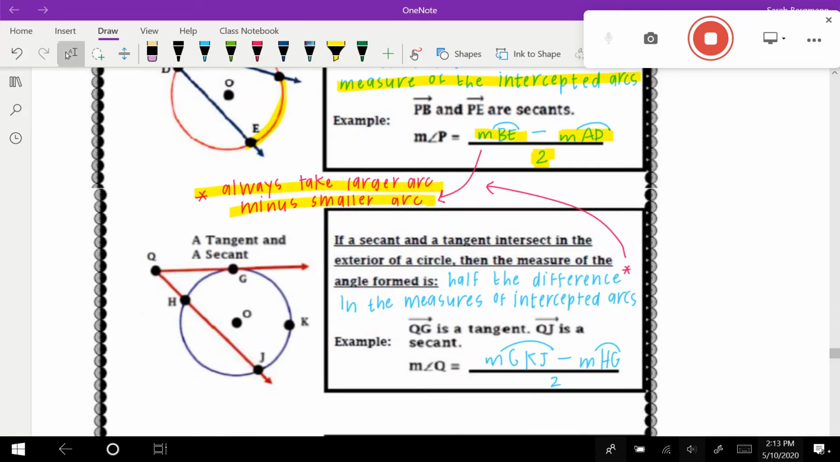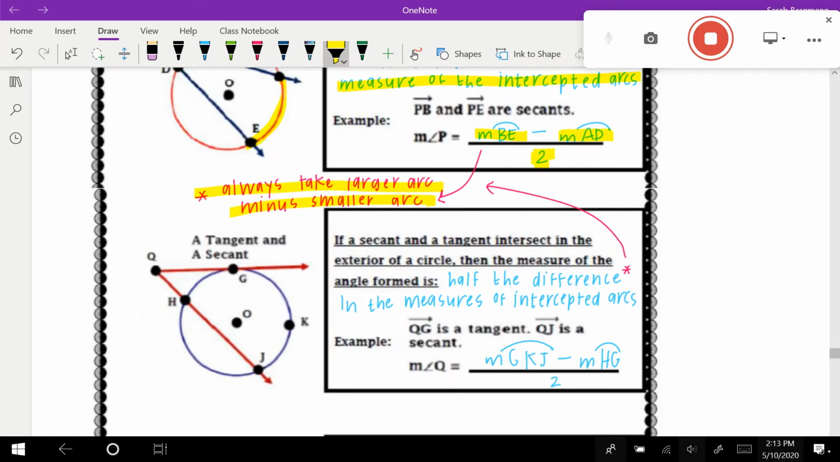The next case is a tangent and a secant. So remember, a tangent line would be something like this, ray QG. It intersects a circle at only 1 point, and then it's intersecting with this secant line at point Q, and point Q is outside the circle.